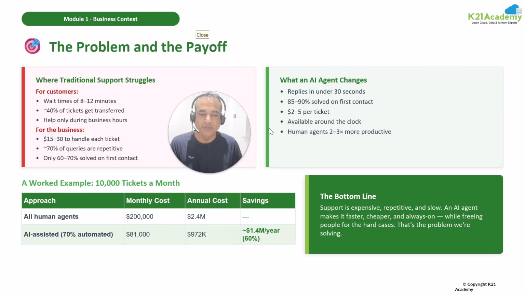And the cost will be much, much lesser, which is $2 to $5. That means you're going to save easily 13 to around 20, 25, $28 per ticket. So it's a lot of saving over a period of time, depending on how many customer requests you get. Also, it'll be available round the clock, and human agents will be much more productive, 2 to 3 times more productive. That's what we're going to build as well.